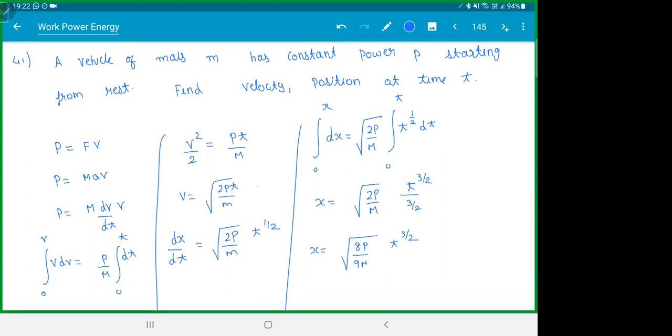In the exam they can ask you velocity is proportional to what? t power half. x is proportional to what? t power 3 by 2. They can ask you to find the ratio of x by v. Just divide them, no? Then x by v will be proportional to t. You can play with all different types of variations of this now. Clear with this?